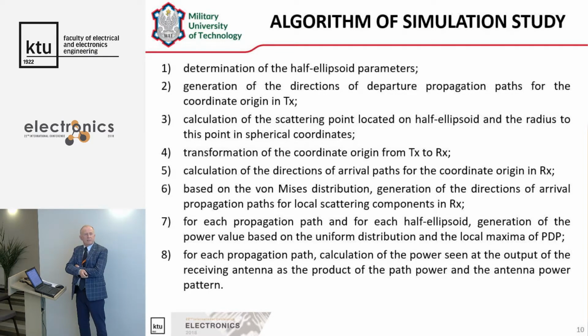Based on the von Mises distribution, we generate the directions of arrival of propagation paths for local scattering components at the receiver position. For each propagation path and for each half ellipsoid, we generate the power value based on the uniform distribution and the local maxima of the power delay profile. For each propagation path, we calculate the power at the output of the receiving antenna as the product of the path power and the antenna power pattern.